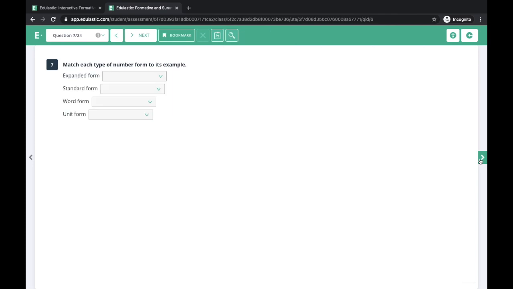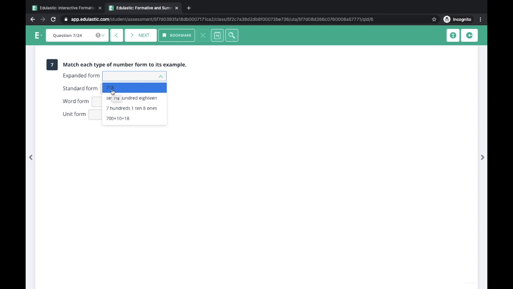All right, number 7 says match each type of number form to its example. So here you see expanded form, standard form, word form, and unit form. You're going to have a question that looks just like this one on your test. So what you will need to do is first you're going to start with expanded form. You're going to click this green arrow and it's going to give you 4 answer choices. You're going to choose which one is expanded form. And remember, expanded form is when we make an addition sentence.